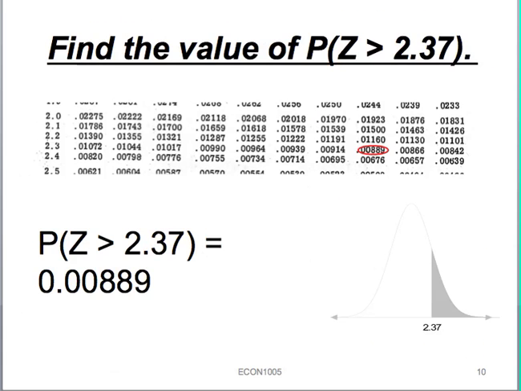Okay, so if we want to find the probability that z is greater than 2.34, again, the whole number and the first decimal place is on the extreme left, 2.3, and we will go across to the column with the 7 to get that second decimal place, and the value will be 0.00889. That would be the probability that z is greater than 2.37.